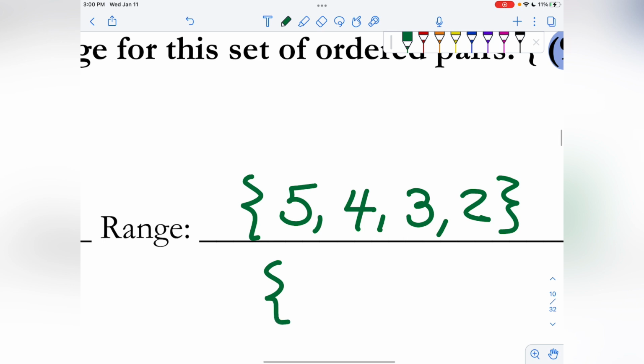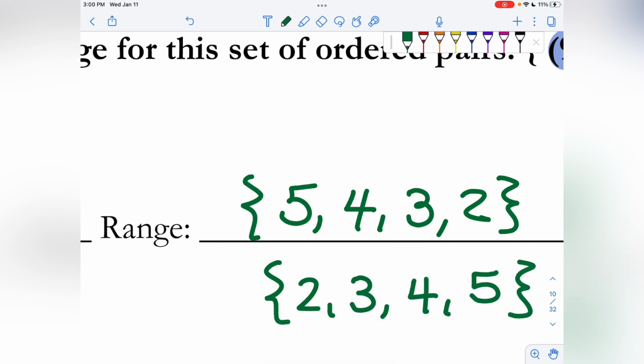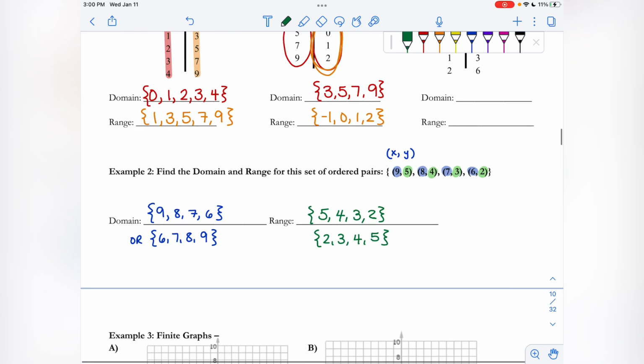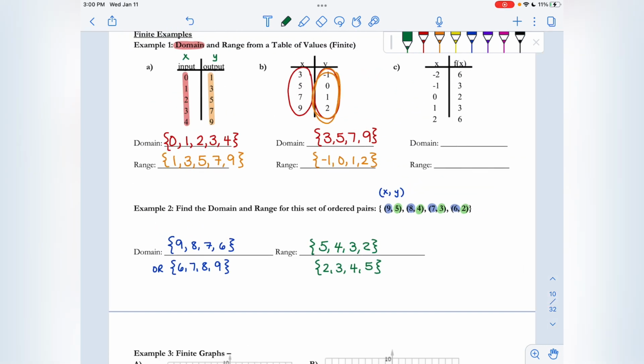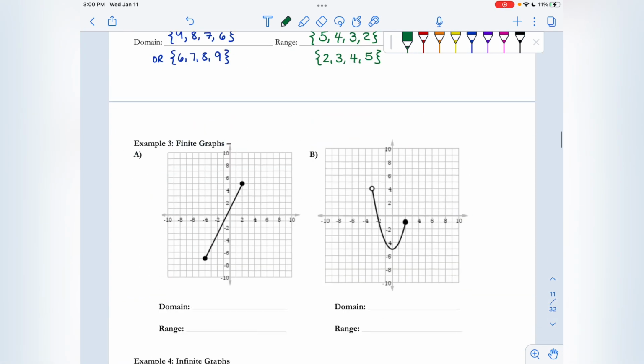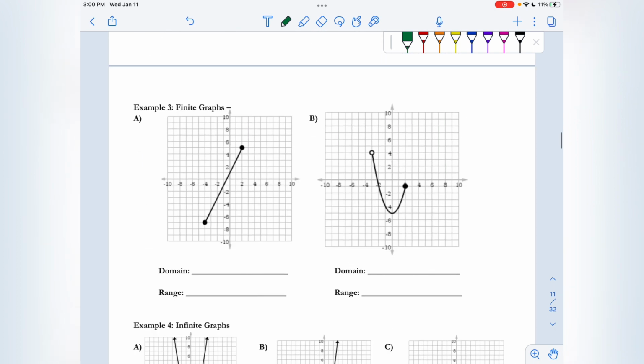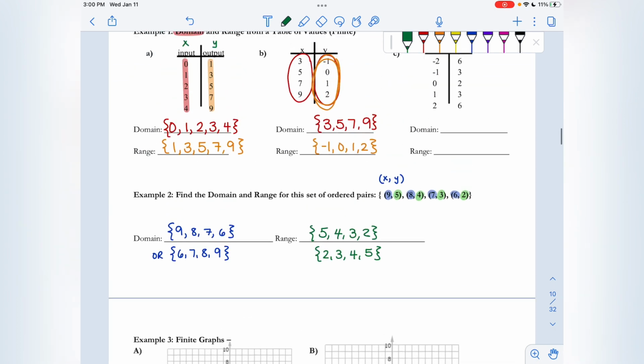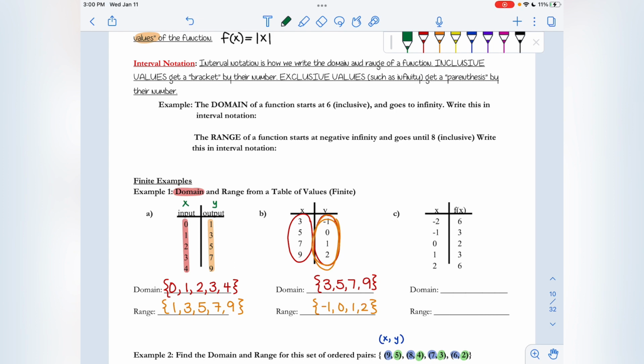Or you could write it the other way, 2, 3, 4, and 5. Excellent. All right, so we're going to get to graphs now. We're going to find the domain and range of these graphs. So these are continuous graphs, and we are going to write our answers in interval notation.